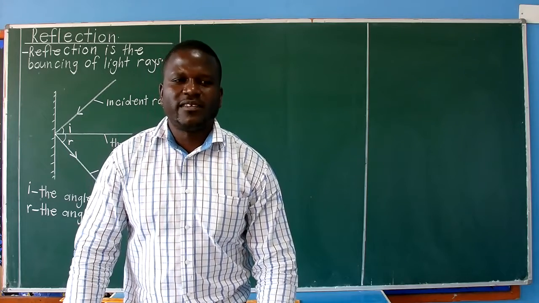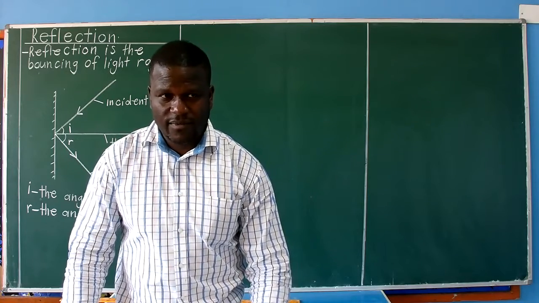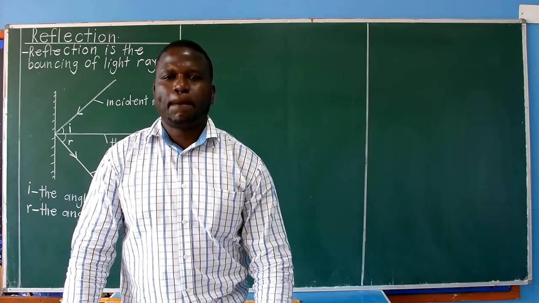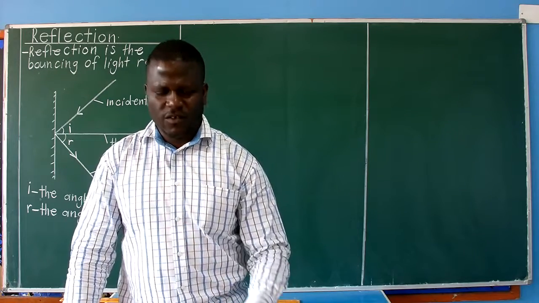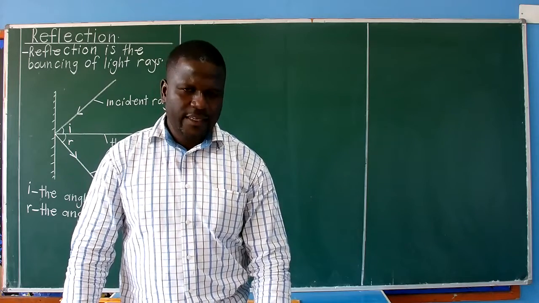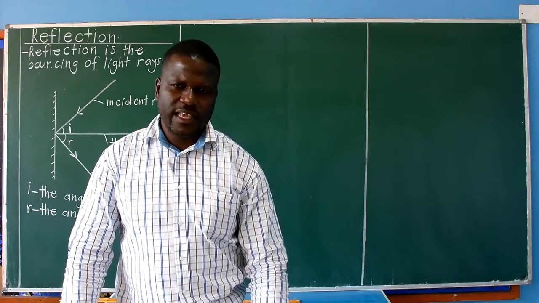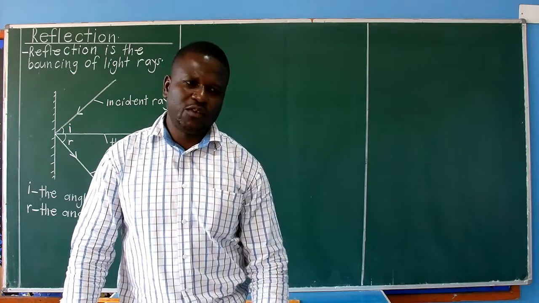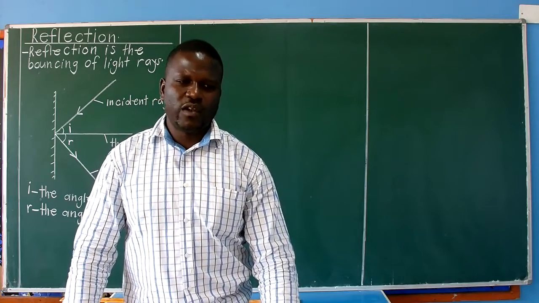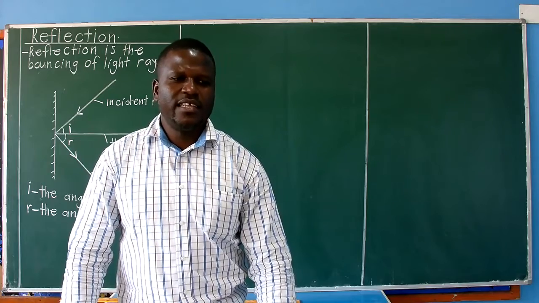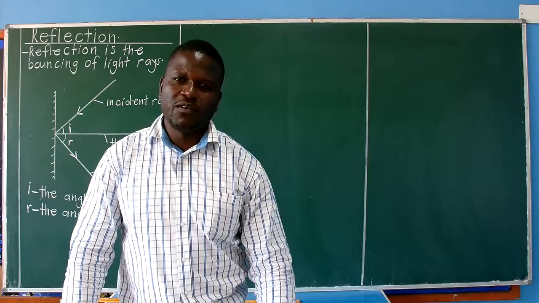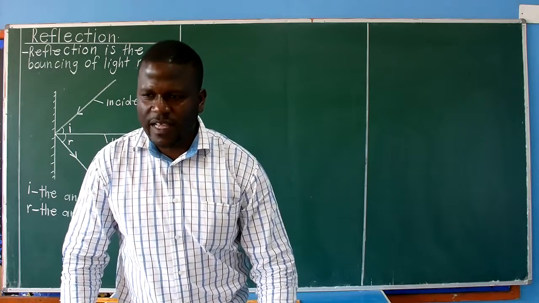Today we are going to learn Science Primary 7, Term 3. Today I'm going to learn about reflection of light. In our previous lesson we looked at eclipse and types of eclipse. We drew some diagrams to show solar eclipse and lunar eclipse. Today we are going to learn about reflection of light.